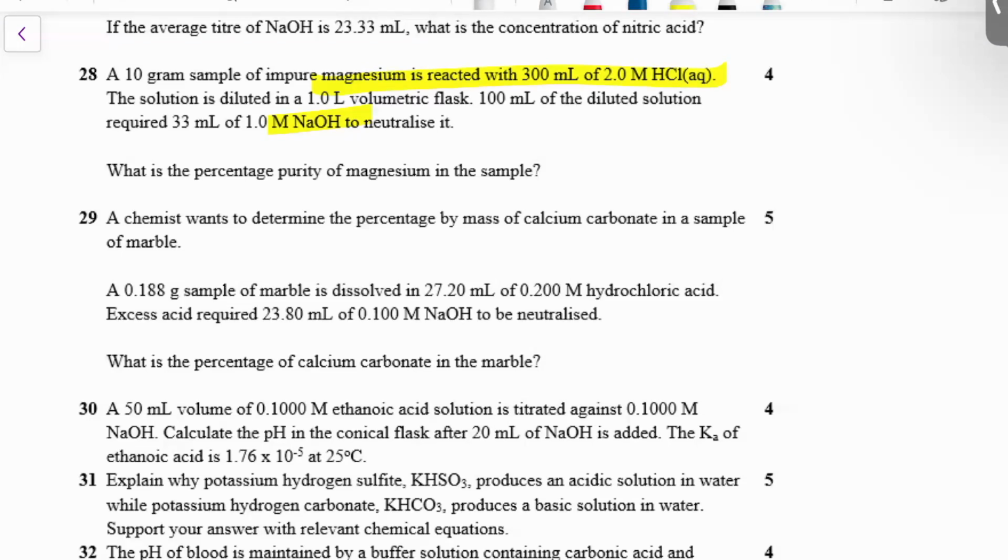Oh, sorry, James. It's going to be a back titration. Now, you're looking for words like excess if it's a back titration, but you don't see that word here, which might be why you're thinking it's a double direct titration. Okay.